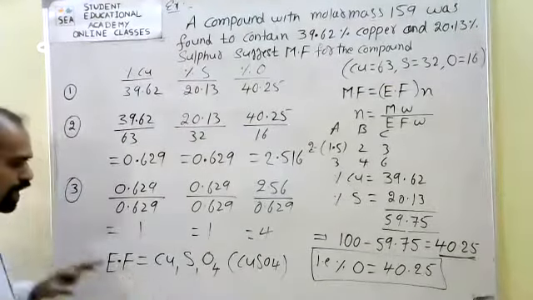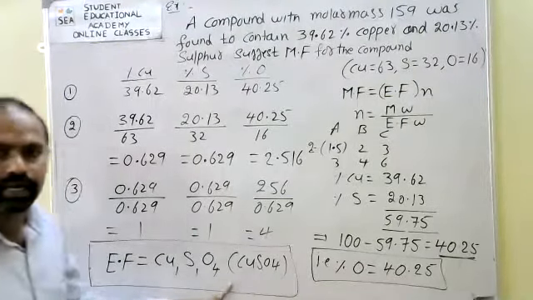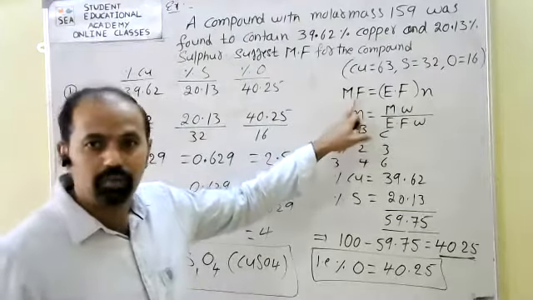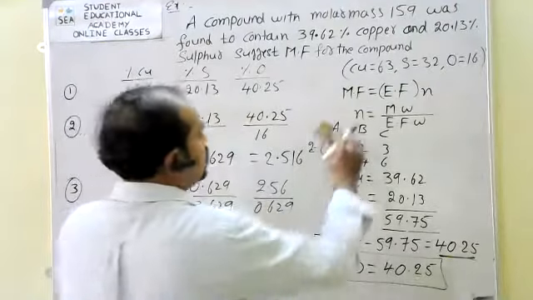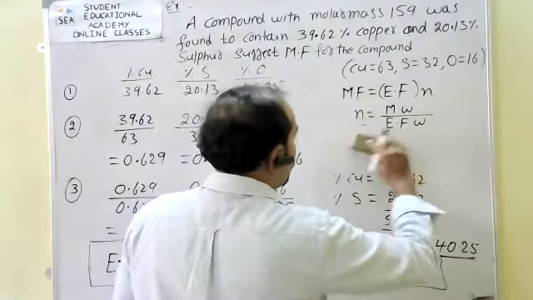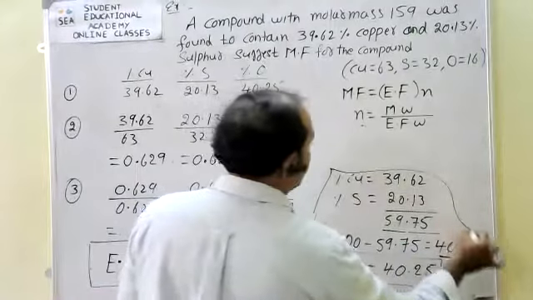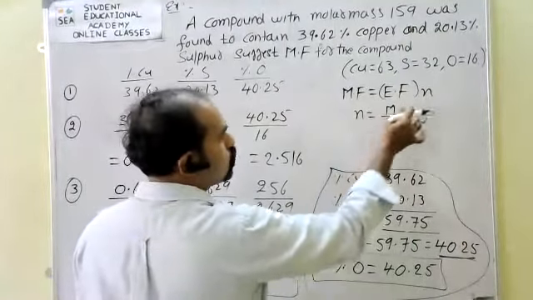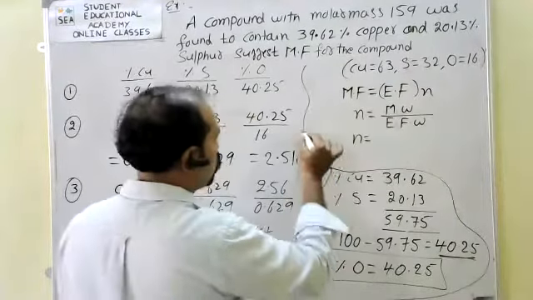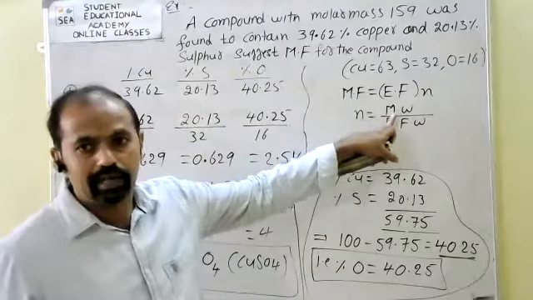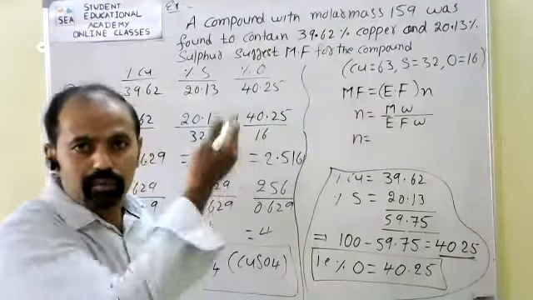Okay. Now here I have calculated the empirical formula. After that we calculate the molecular formula also. How to calculate that molecular formula? So molecular formula equals empirical formula into n, where n equals molecular weight by empirical formula weight. So here n equals, what about molecular weight? Already here given molar mass, that is nothing but molecular weight.